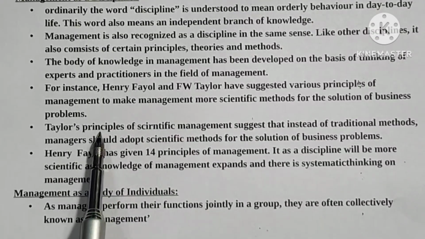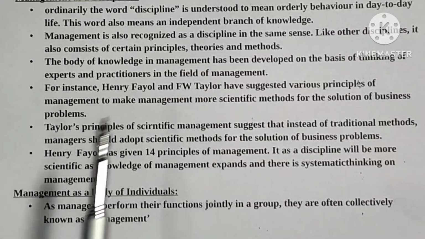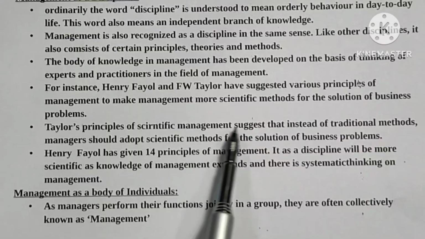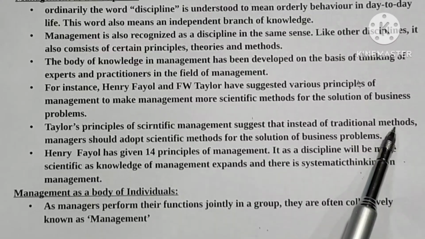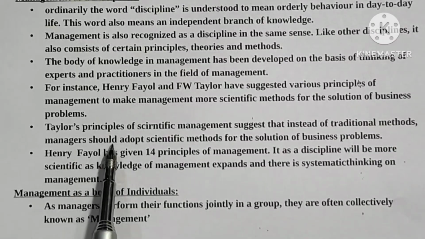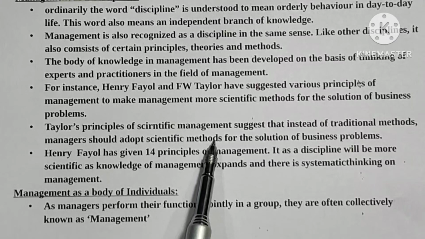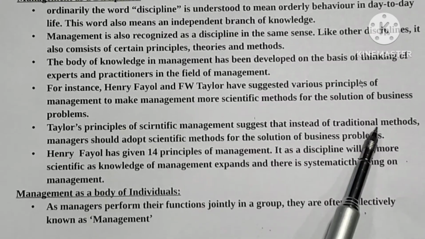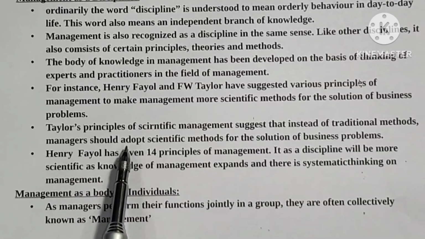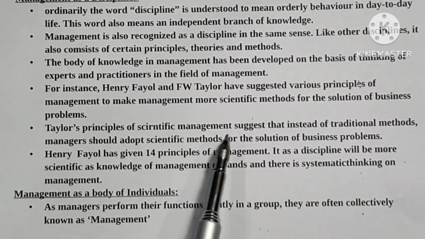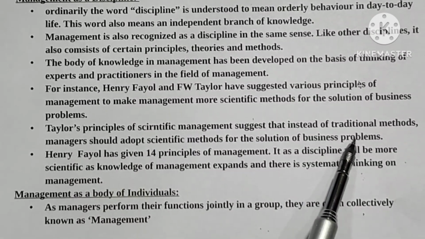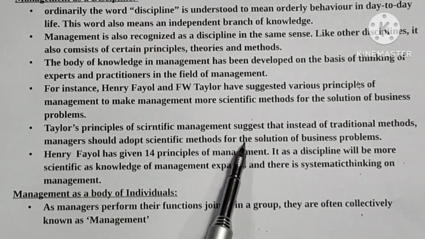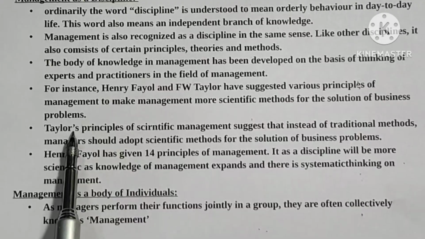F.W. Taylor's principles of scientific management suggest that instead of traditional methods, managers should adopt scientific methods. Instead of blindly following the traditional methods, if managers start following scientific methods for the solution of business problems, they will be able to achieve their objectives sooner. So this is according to Taylor.